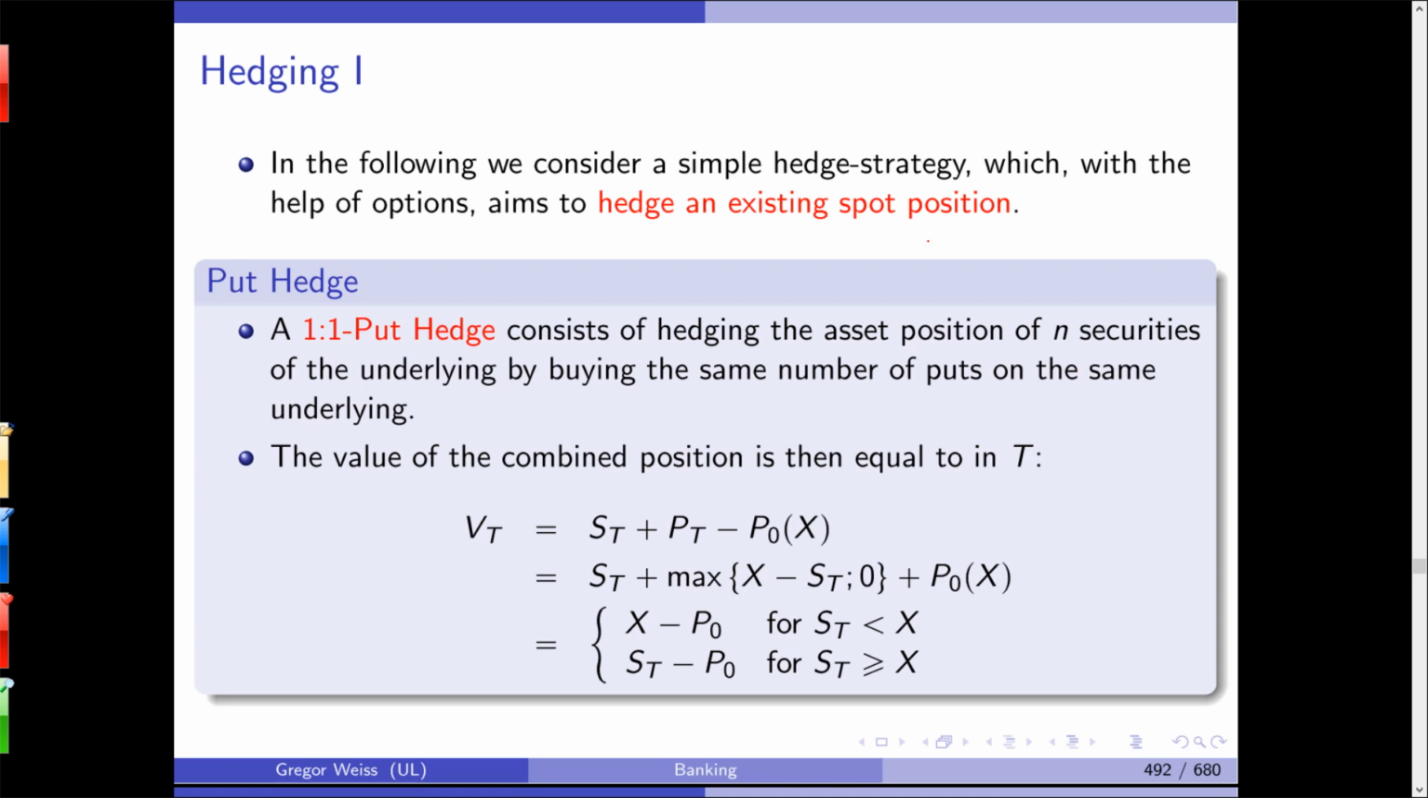Is everyone clear what a put is? Who does not know? Let me ask this way. Who does not know what a put option is? You don't know? Okay. There's no problem, you can say so.